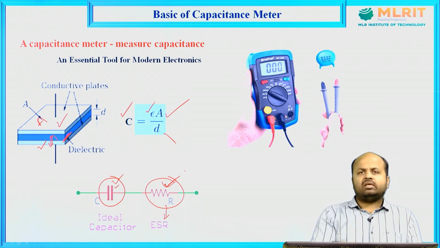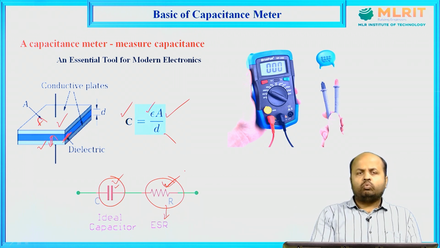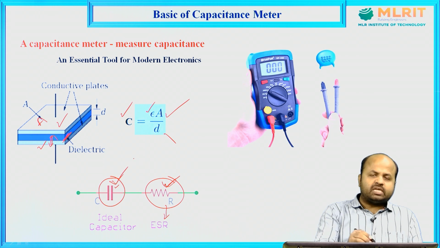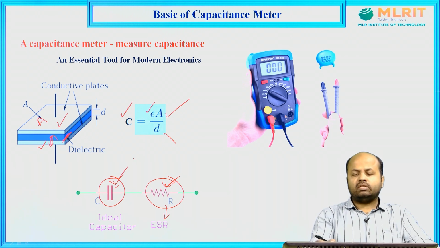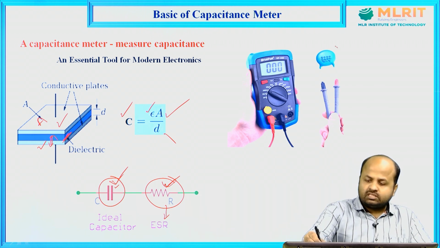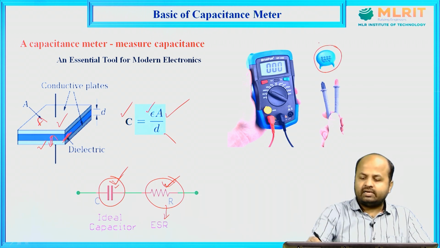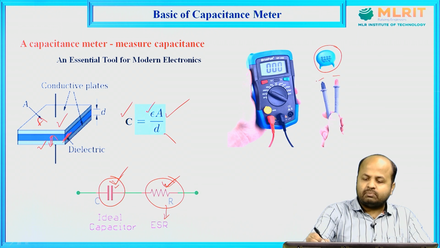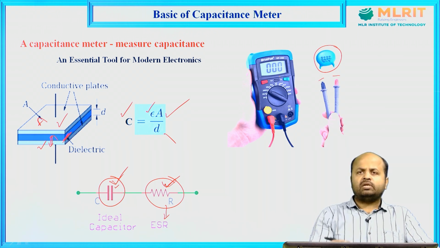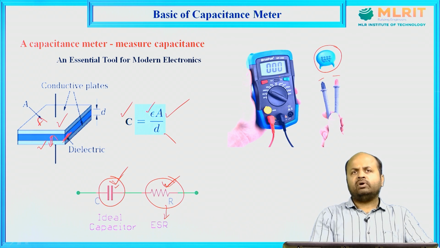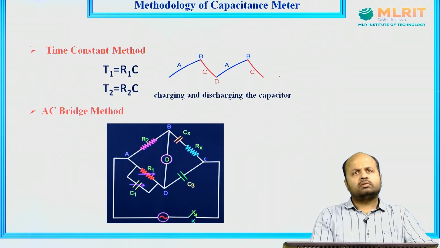So basically, a capacitance meter will measure the capacitance value of a capacitor. In this diagram we can see the capacitor, and its capacitance value is being measured with the help of this multimeter. We will discuss the circuit diagram of a capacitance meter.